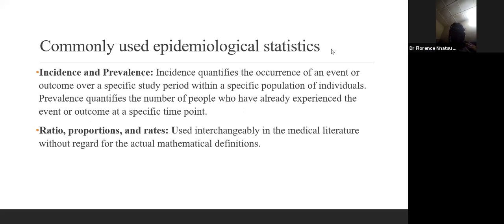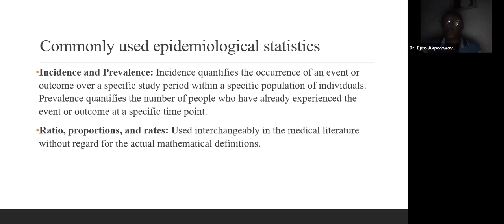Commonly used epidemiological statistics: incidence and prevalence. Incidence quantifies the occurrence of an event or outcome over a specific study period within a specific population of individuals. Prevalence quantifies the number of people who have already experienced the event or outcome at a specific time point. Ratio, proportion, and rate are used interchangeably in medical literature without regard for the actual mathematical definitions. Next.